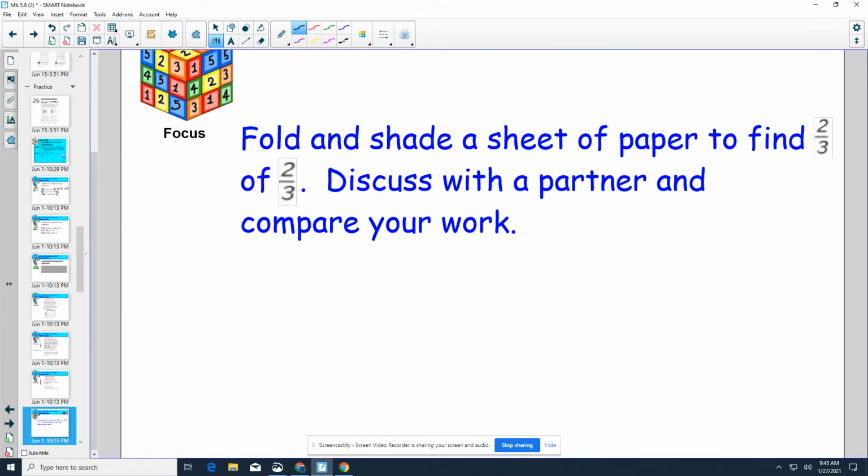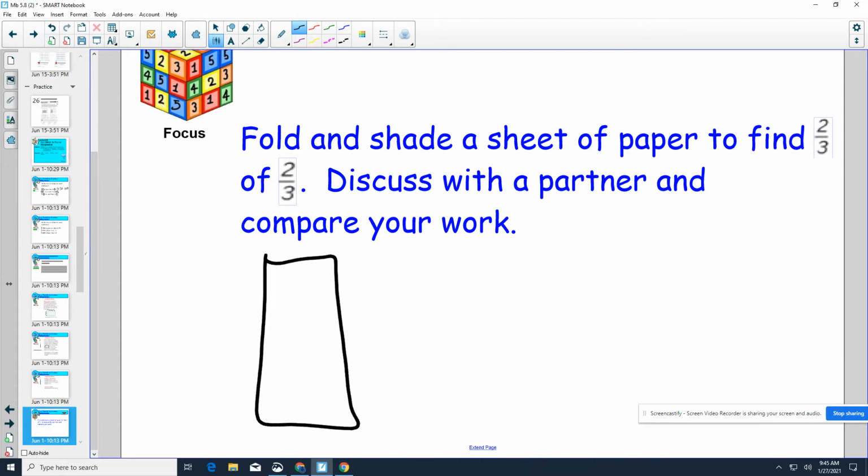So you want to fold and shade a sheet of paper to find 2/3 of 2/3. Discuss with a partner, compare your work. If you're at home, you may not be able to do that, but you can at least draw out a model for it. Remember, in previous lessons, we drew a rectangle. So go ahead and pause the video now and do that.